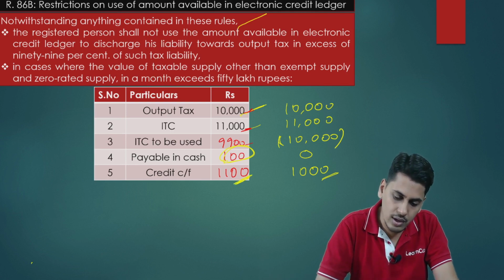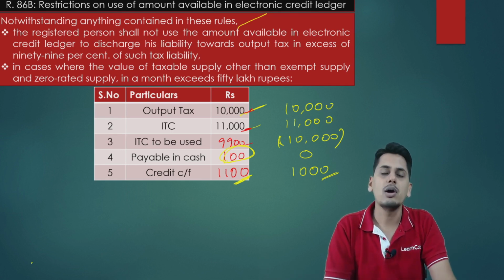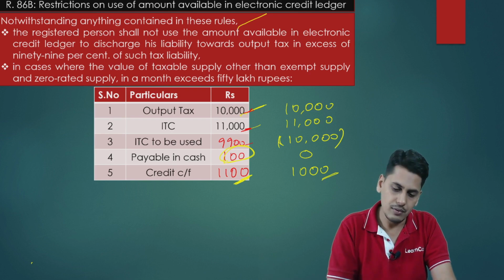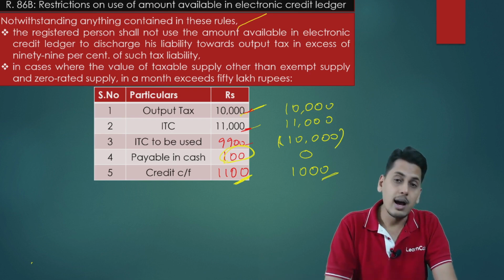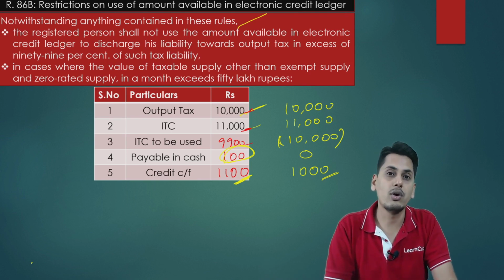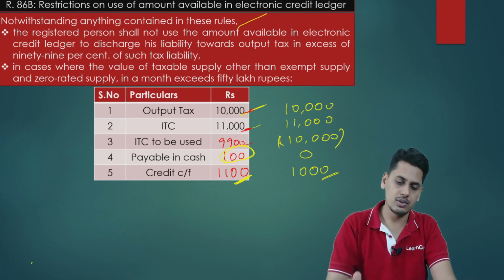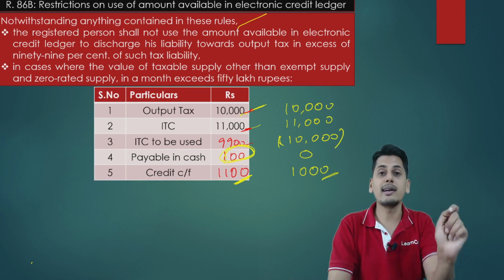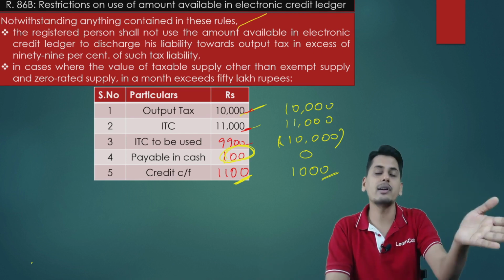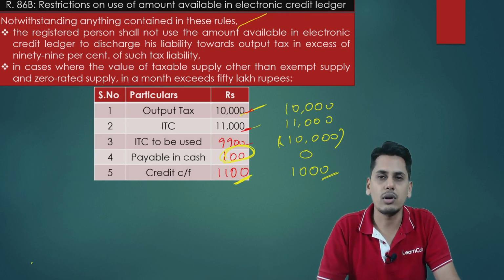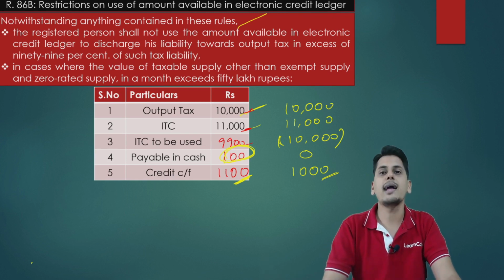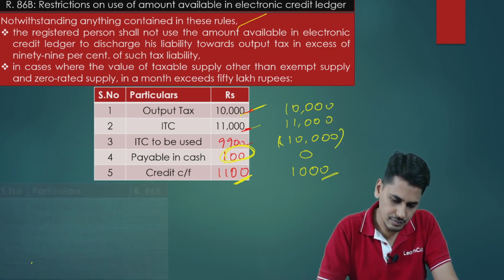So therefore, your electronic credit ledger balance would become 1,100. So friends, out of this, the government is going to gain 100 rupees. The government is going to save its working capital. So here the government is going to get 100 rupees in its electronic cash ledger. The amount is going to go directly to the bank account of the government. So this is the impact of 86B.